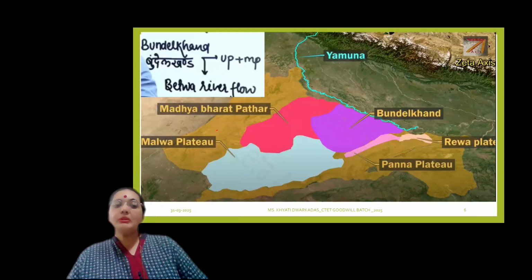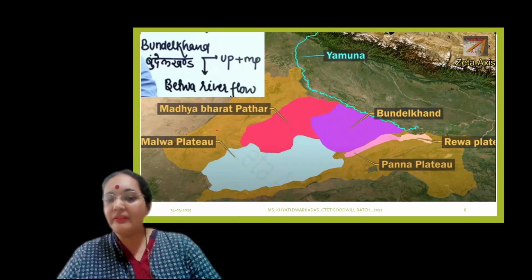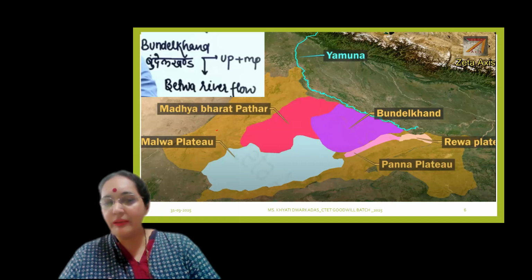Then there is one more plateau in UP and MP, Uttar Pradesh and Madhya Pradesh. So you can see we have the Bundelkhand Plateau. This is the plateau where the river Betwa will flow. I don't think we've done the rivers, but you can see Yamuna flowing there.